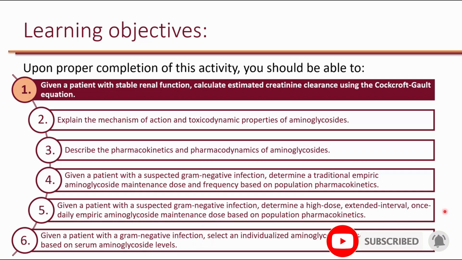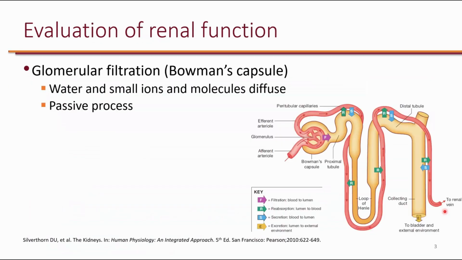Our first learning objective is, given a patient with stable renal function, calculate estimated creatinine clearance using the Cockcroft-Gault equation. Because aminoglycosides are almost exclusively cleared renally, it is important to be able to assess renal function. Let's take a look at what happens in the nephron.